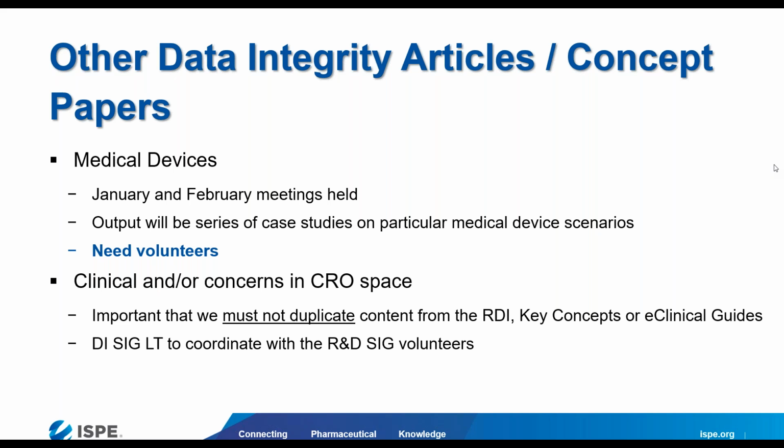There's also an initiative under Laurie's tutelage around what we need to address further around clinical and contract research organizations. So we have the eClinical guide, the records and data integrity guide, and the data integrity key concepts guide. There may still be some gaps in the CRO space that we have not covered in terms of data integrity. So currently there is work going on to marry up people from the old R&D SIG with like-minded folk in our DI SIG. Okay, next slide, please.